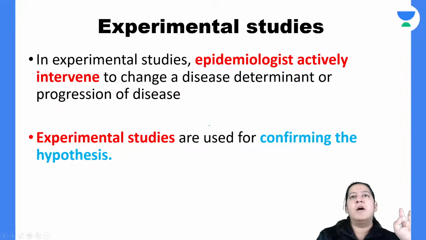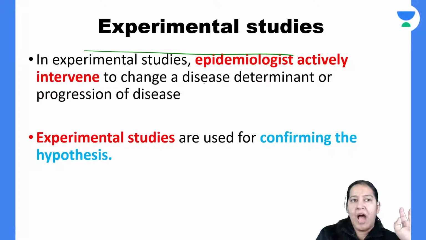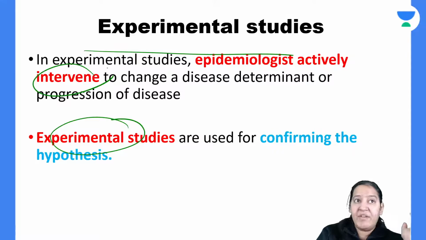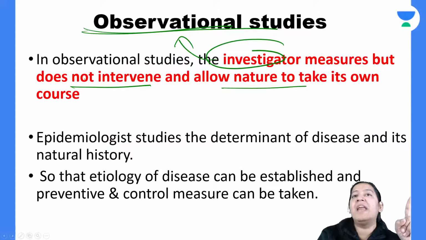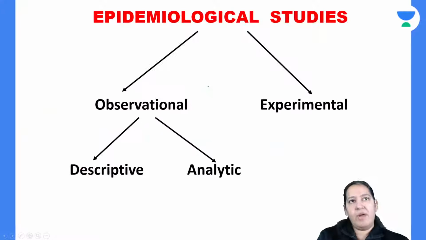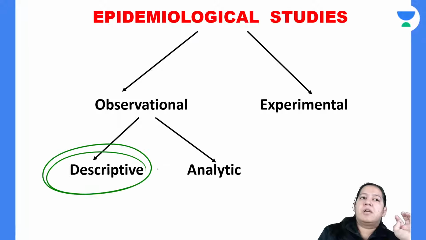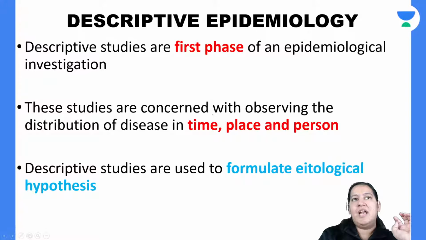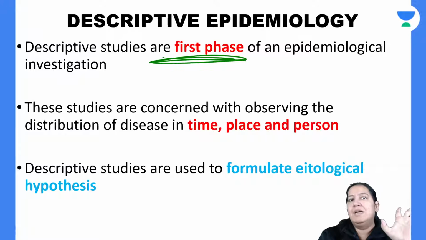In experimental, I will do the experiments. I will intervene. Here I was not intervening. I was allowing the natural course. But in experimental study, I will intervene. Right? Okay. Let me start with descriptive study, which is a type of observational study. It is the first phase.